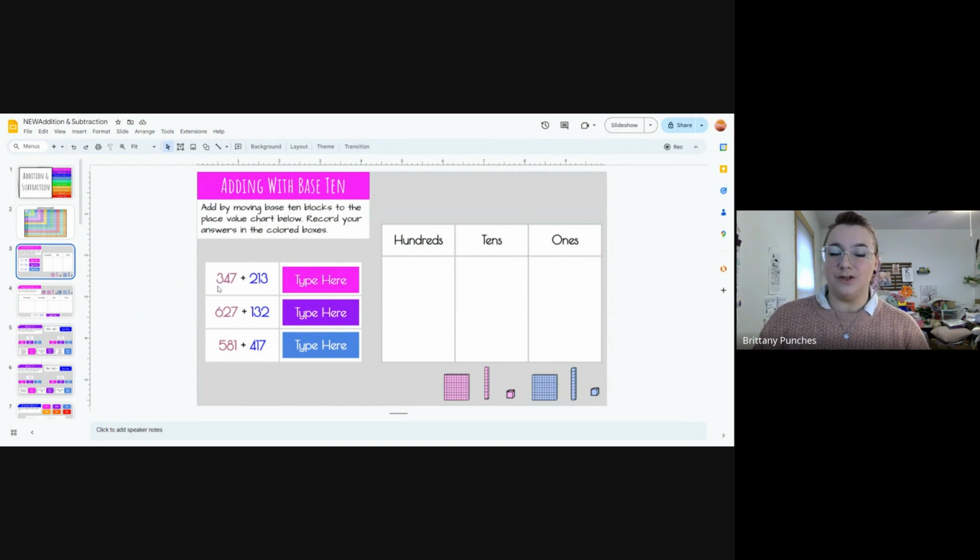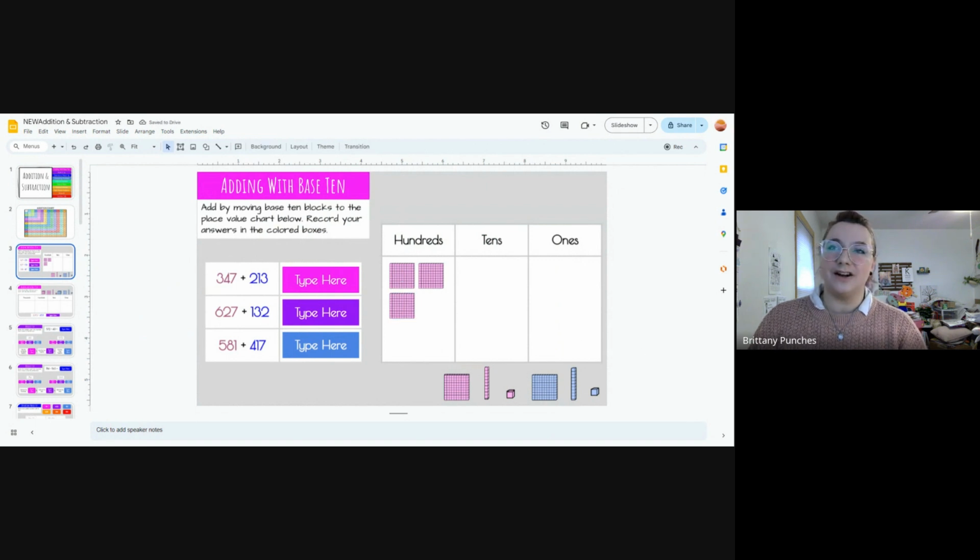How many do we need in our hundreds place? 3. Perfect. These are our ones, our tens, and our hundreds. This flat represents 100 tiny cubes. So let's start by adding 3. 1, 2, 3.